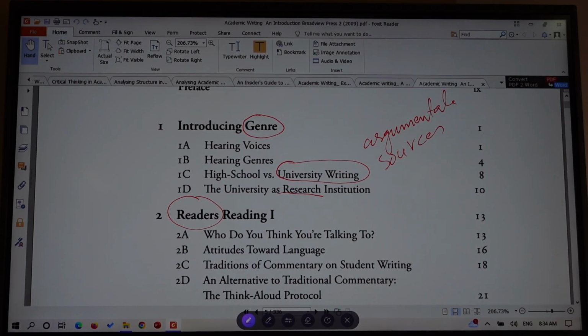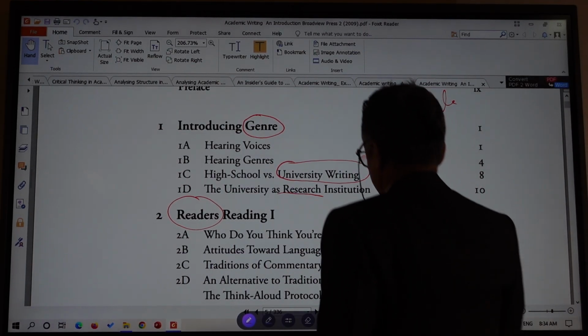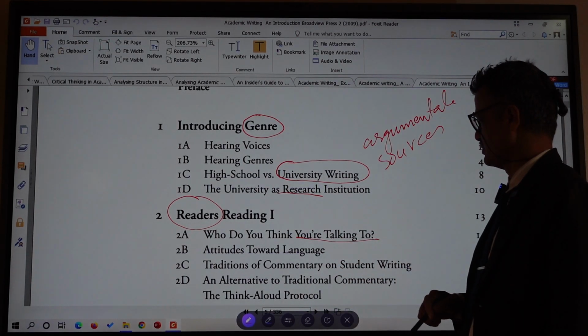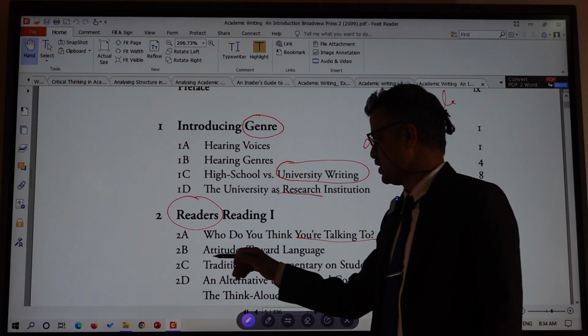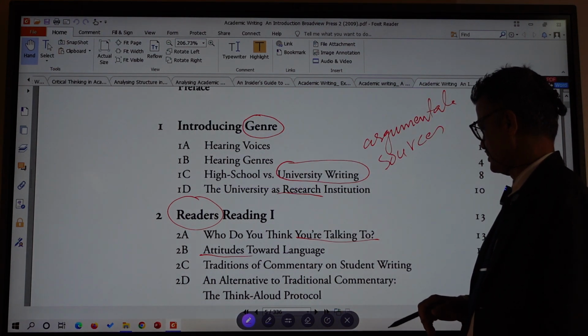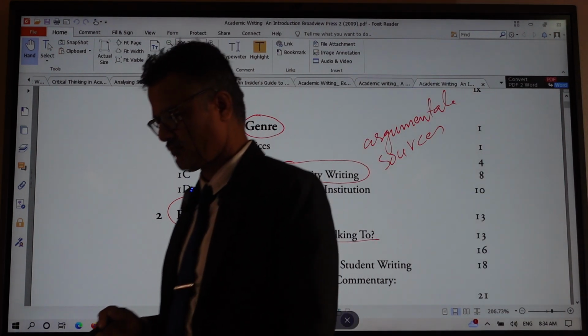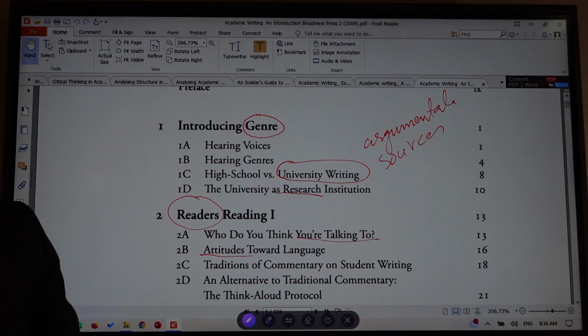So readers, you are talking to your reader, your audience, right? Your tone is important, right? You follow traditions of writing.